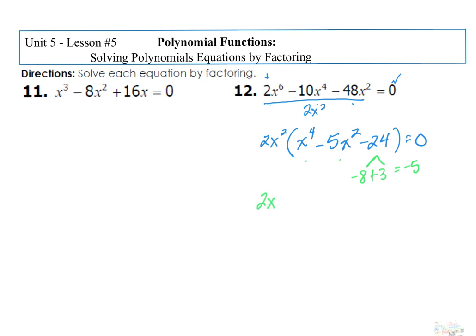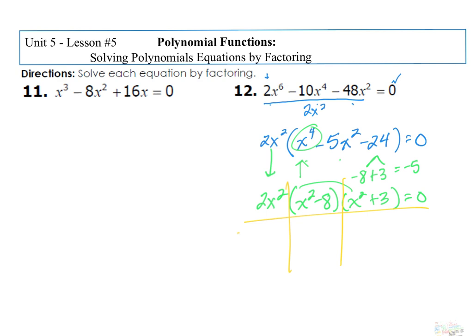So in factored form, we have 2x squared. That GCF just keeps coming down. Again, this is x to the 4th, so in our factors we have x squared minus 8, x squared plus 3. Because remember, if we FOIL back out, we do x squared times x squared, we have to get back to the original, and that's x to the 4th. So now let's t-bar it. None of these can factor any further. I set 2x squared equal to 0. Solving for x, I would divide both sides by 2. 0 divided by 2 is 0. Square root both sides. So our first solution is 0.